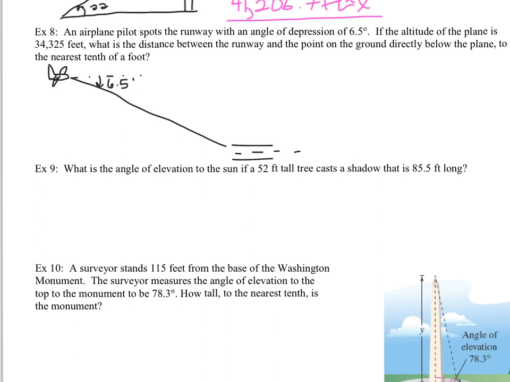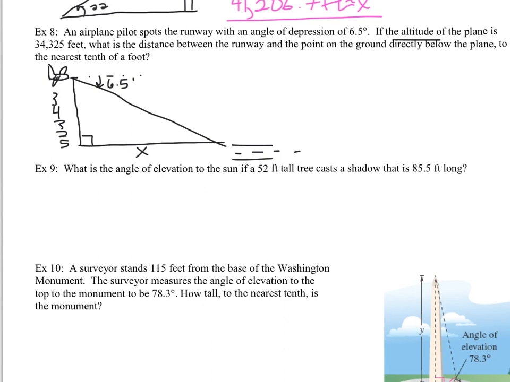If the altitude of the plane is 34,325, altitude is height. And that would be the perpendicular height to the ground. That's 34,325. And that label is feet. It says, what is the distance between the runway and the point on the ground directly below the plane? So that would be this distance along the bottom. So it's not the distance the plane would travel to reach the runway, it's the distance along the ground.